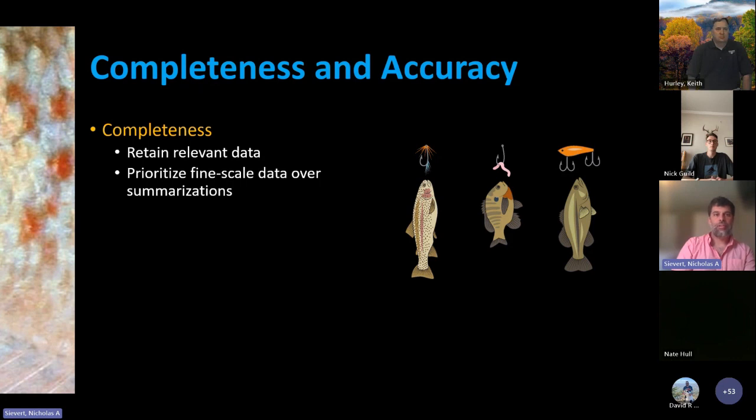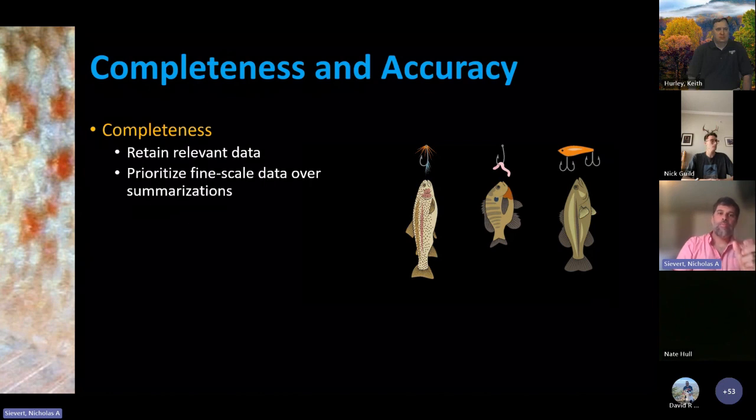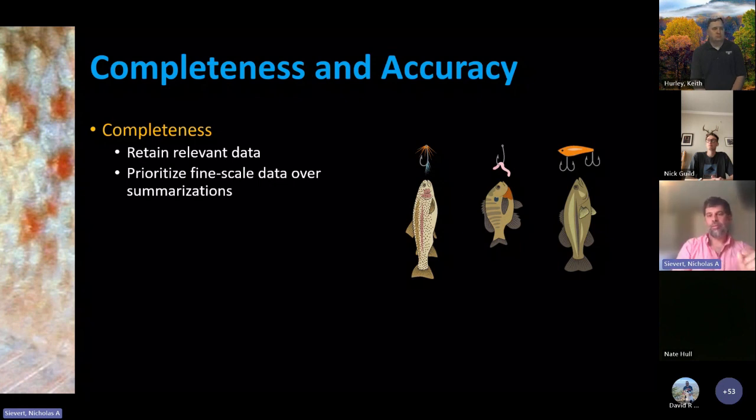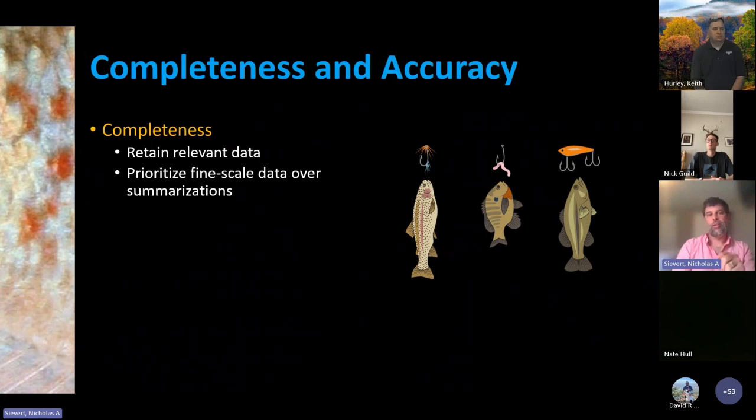Completeness is another important factor. You want to make sure you're retaining all relevant data. And definitely, I recommend prioritizing keeping that fine scale data over summarizations. If you keep information on catch, like total catch estimate and total effort, that's going to be a lot more valuable than just retaining catch per hour. Because if you have that catch per hour and you don't have either catch or effort, you can't back calculate to those other metrics. So if you want to be able to use this data later on, even if you're only interested in catch per unit effort, keeping those source data sets or source fields that were used to calculate that information is important, because you can't always back calculate things if you don't have all of the fine scale information you need.